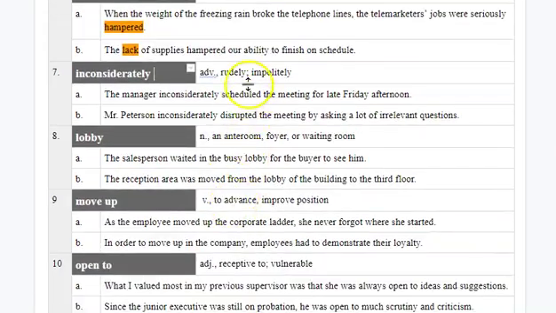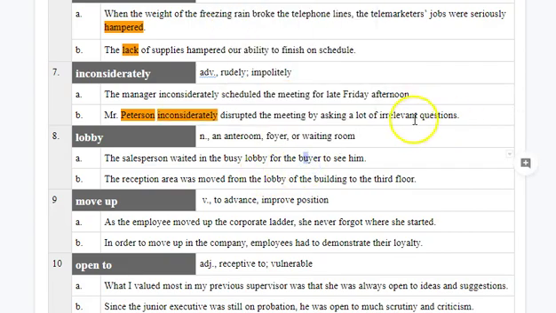Inconsiderately, adverb, rudely, impolitely. The manager inconsiderately scheduled the meeting for that Friday afternoon. Mr. Peterson inconsiderately disrupted the meeting by asking a lot of irrelevant questions.